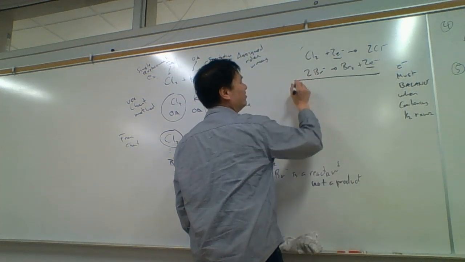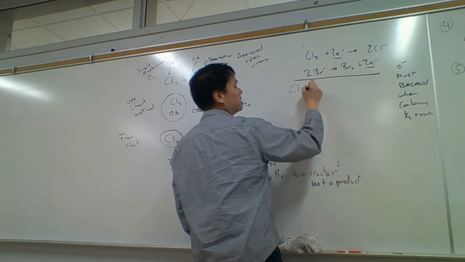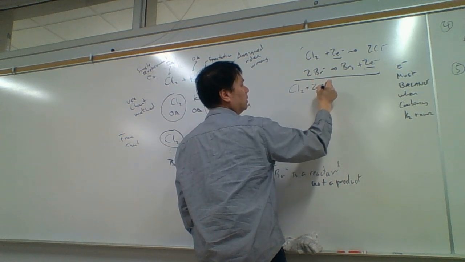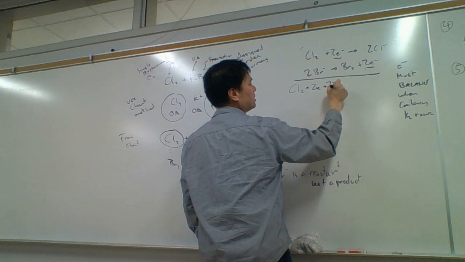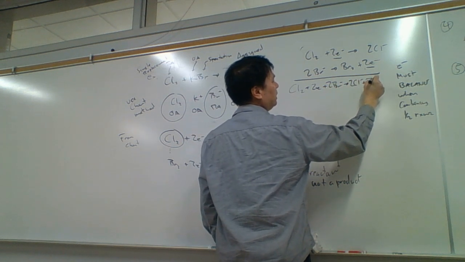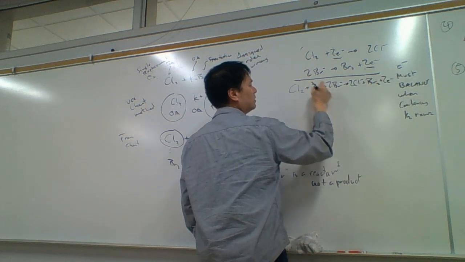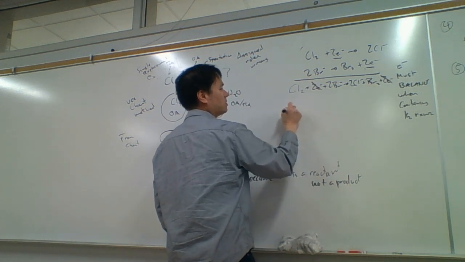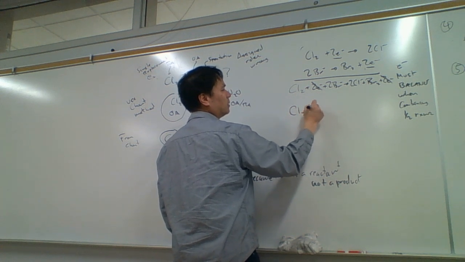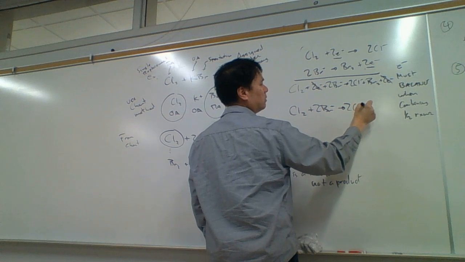Now we can combine them. If we combine them, we'll get chlorine, which is going to take the 2 electrons, and then 2 bromides. This is going to produce 2 chlorides plus bromine plus 2 electrons. You see the 2 electrons are going to cancel out, and so the net reaction is chlorine plus 2 bromides yields 2 chlorides plus bromine.